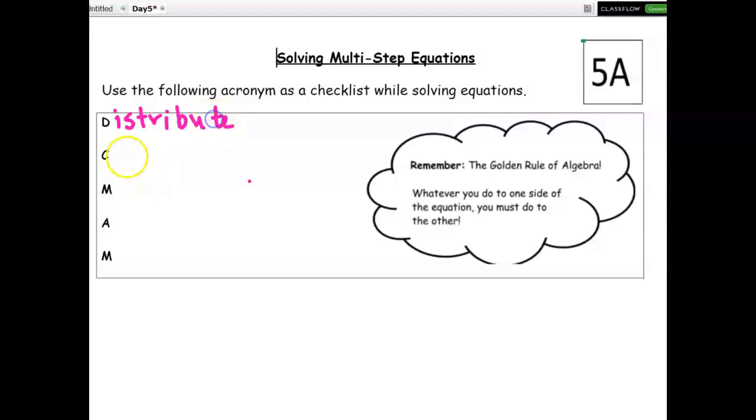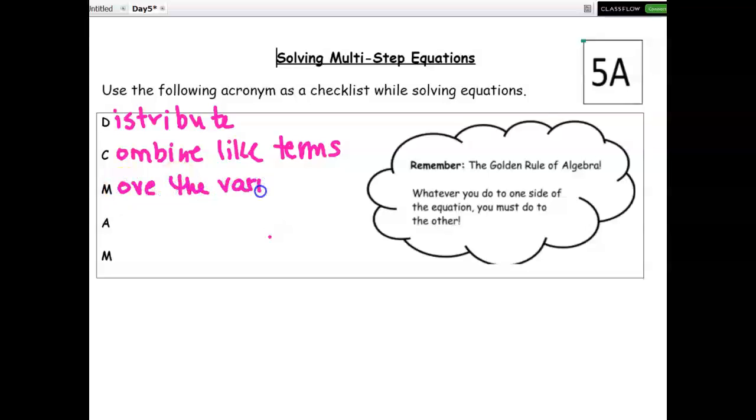Okay, the C stands for combine like terms, and these are exactly what we did last week and you had your test on. M stands for move the variable. So we're going to move the variable together. We're going to actually get them together, cross the equal sign. I'll show you how to do that.